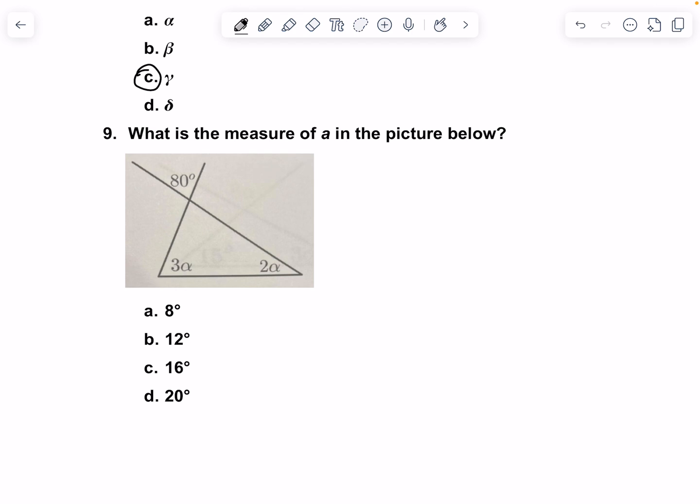And then number 9 says, what is the measure of A in the picture below? Since this is an exterior angle, 80 is equal to 3A plus 2A. So 5A is equal to 80. We divide by 5 on both sides, and A is equal to 16. So the answer would be C.